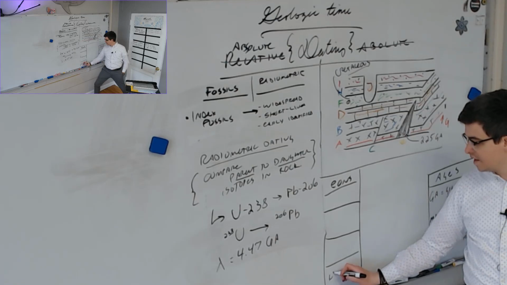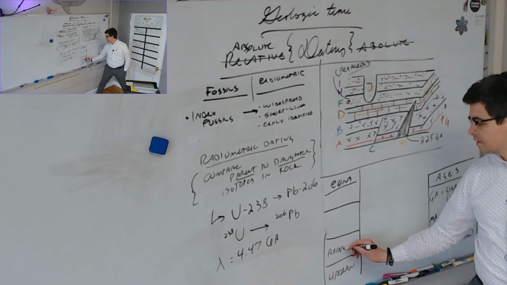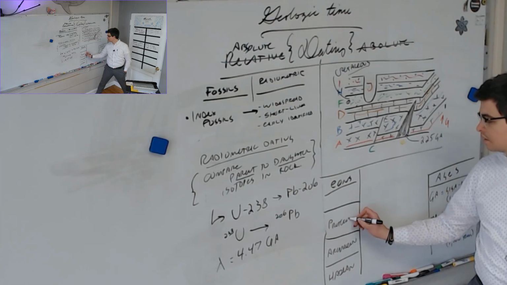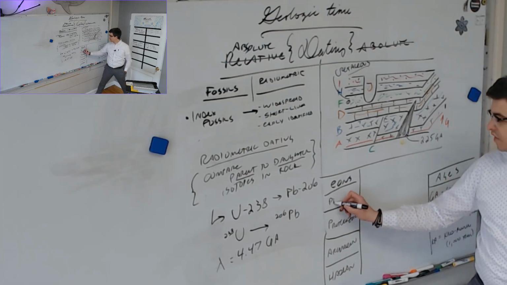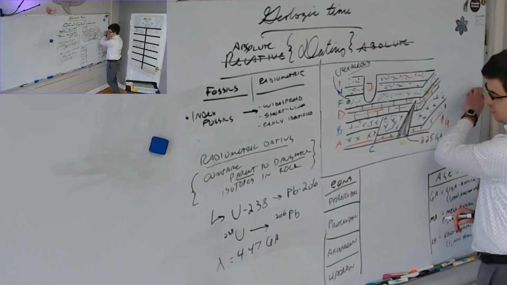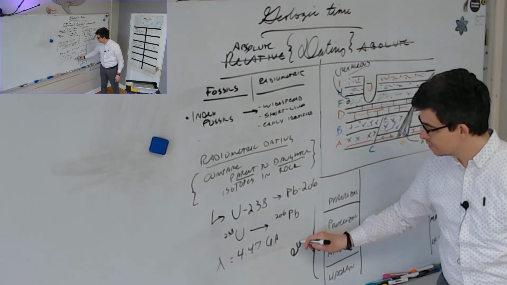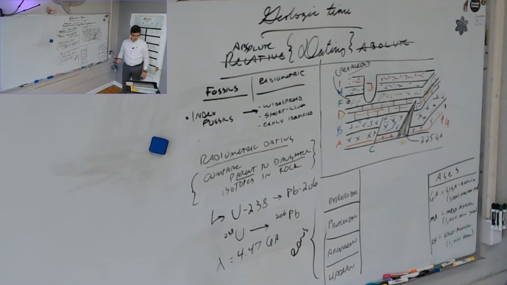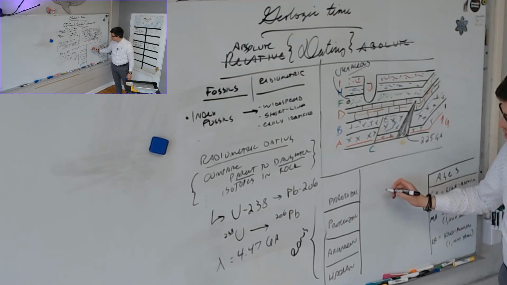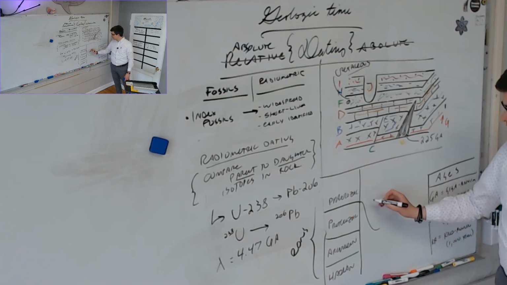So we have the Hadean eon, followed by the Archean eon, followed by the Proterozoic eon, followed by the Phanerozoic eon. The one we're in right now is called the Phanerozoic. These are all eons, and then those eons are divided into eras. Let's just do this one. These ones are going to be the eras of the Phanerozoic eon.